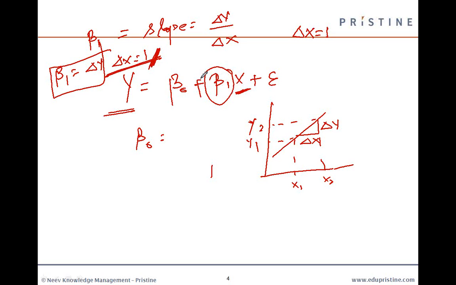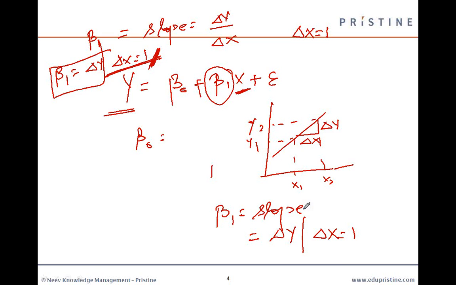Following? Any questions? Right? So beta 1 is nothing but slope, and slope is nothing but the change in dependent variable for a unit change in independent variable. So in our example, if the dependent variable is the marks, then I can interpret beta 1 as the increase in my marks when I put delta x equal to 1. That is, when I put 1 more additional hour of study. That is called beta 1.